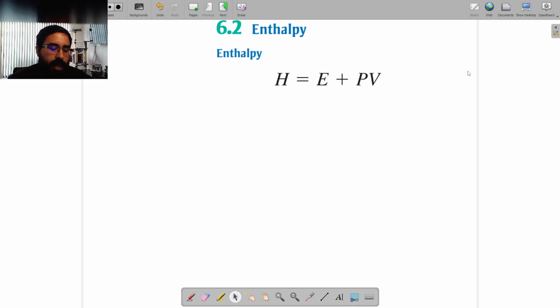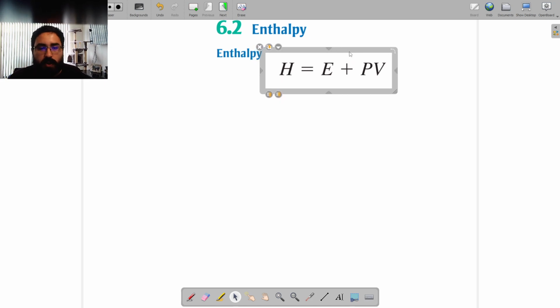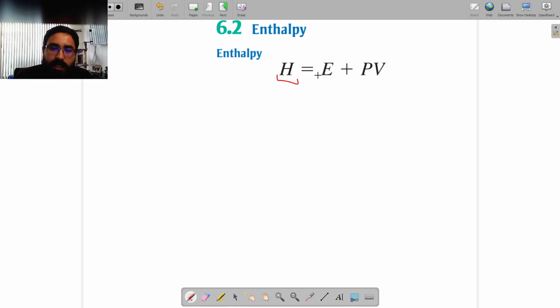Now, enthalpy has to do with the heat of a chemical, or the heat flow in a chemical reaction. I'm going to show you mathematically how that definition came to be. So think of the formula for enthalpy as H = E + PV, the energy of the system plus the pressure times the volume. All three of these are state functions. So enthalpy is also going to be a state function, and that's going to come in handy later on.